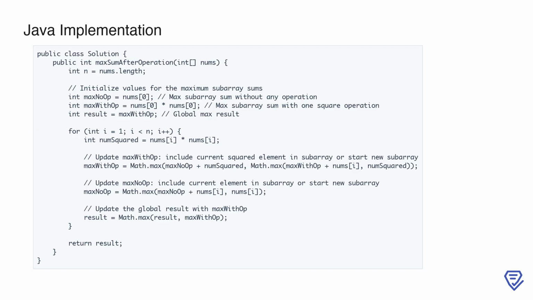This Java implementation mirrors the Python logic for solving LeetCode problem number 1746, maximum subarray sum after one operation. It utilizes two variables, max_no_op and max_with_op, to track the maximum subarray sums without and with one square operation, respectively. The key difference in Java is the explicit type declarations and the use of Math.max for comparisons. The solution iterates through the array, updating these variables and calculating the global maximum result.